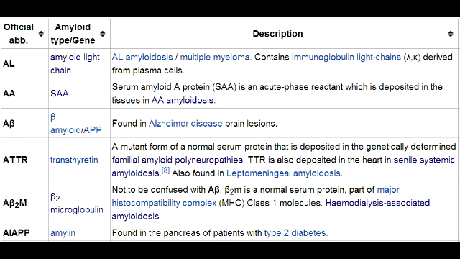Describe the histologic viewing method of amyloidosis. Amyloidosis is seen using Congo red stain, and it appears to have an apple green birefringence under polarized light, and the affected tissue seems to have a waxy appearance.